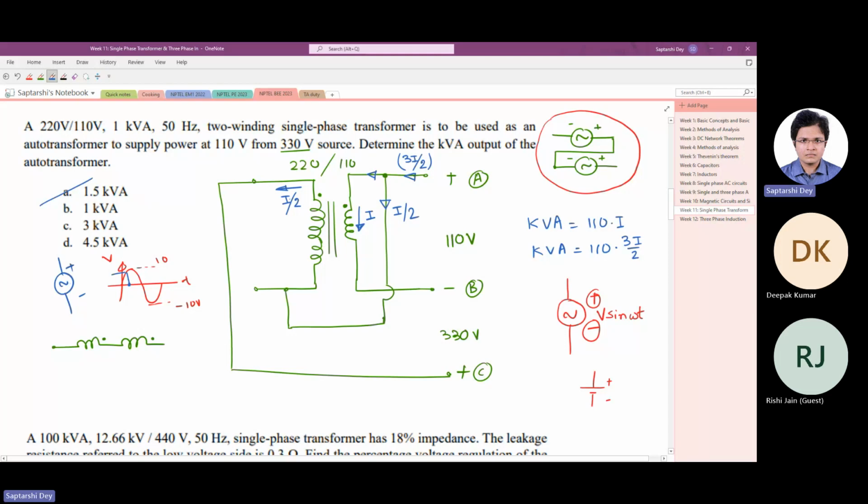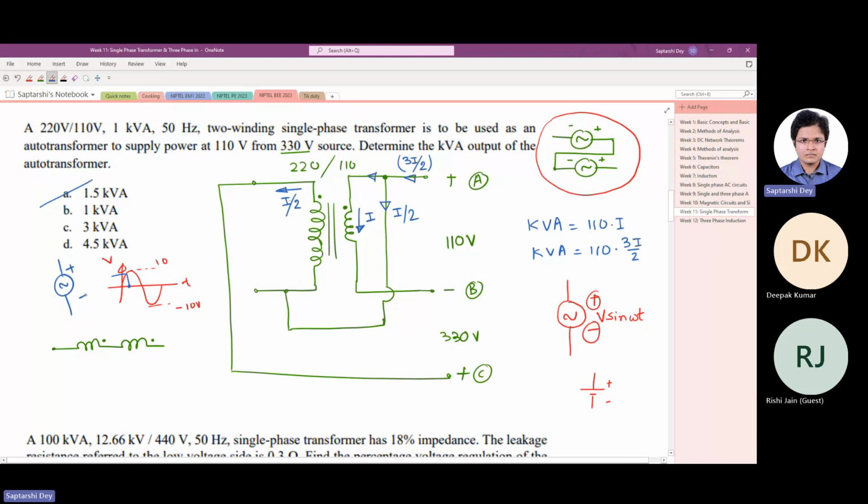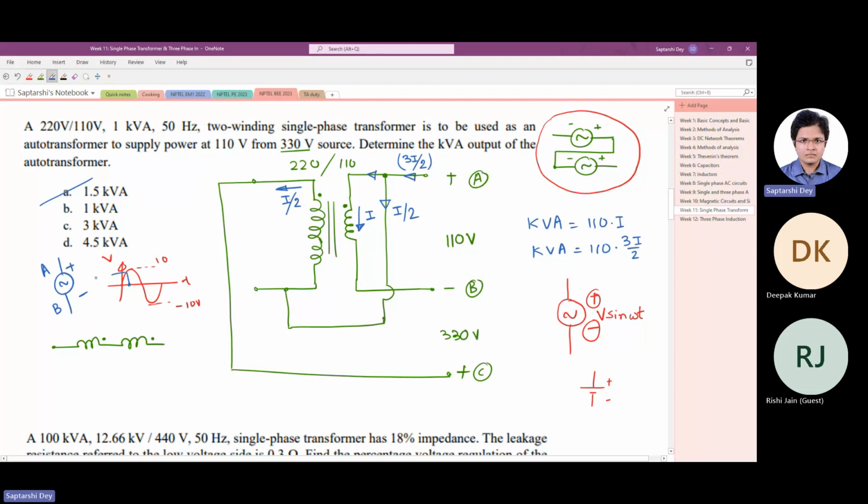Once I put this plus and minus, the meaning of this plus and minus is that the voltage of terminal A with respect to terminal B is plotted here. That means if it is positive, terminal A is at higher potential. At some other instant, if it is negative, the potential of point A is lower than point B. This is the whole meaning of putting this plus and minus.